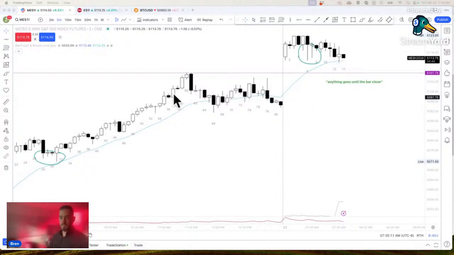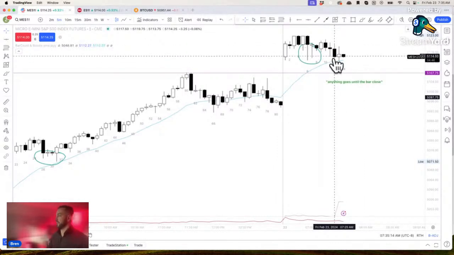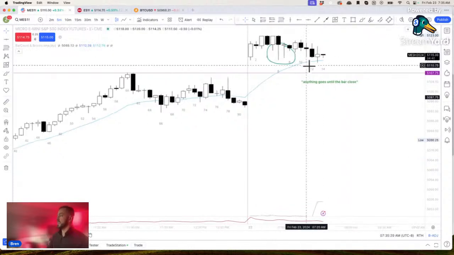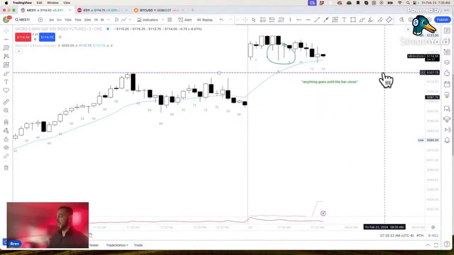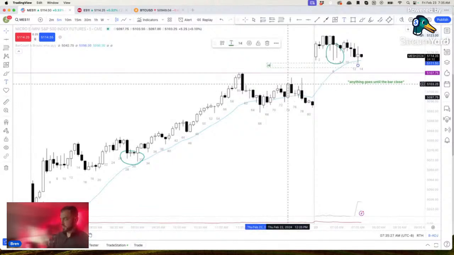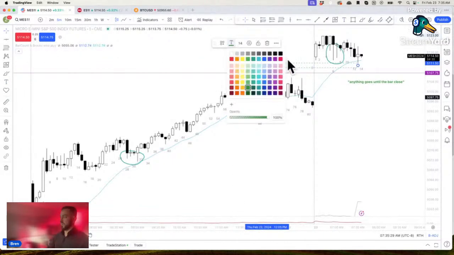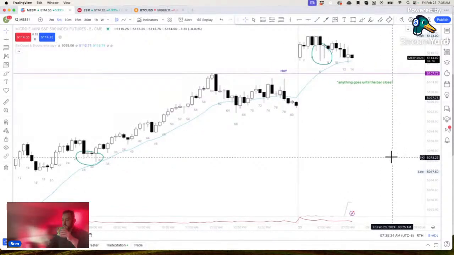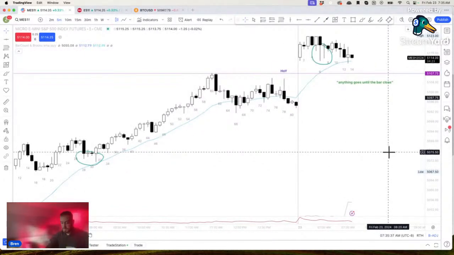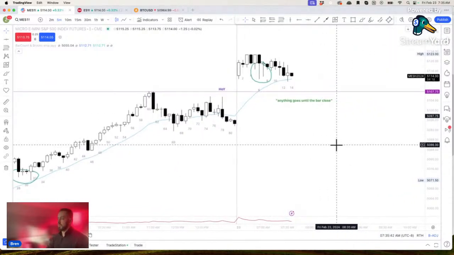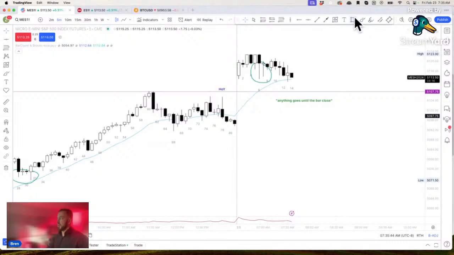Okay, so the best the bulls could do was a doji. Not good, but we are at support, okay? And we're here at the high of yesterday. So let's see what happens. Let's add some more detail here.